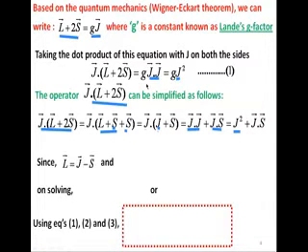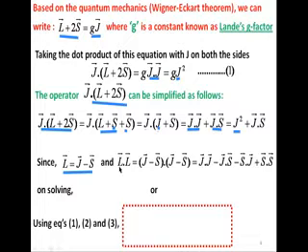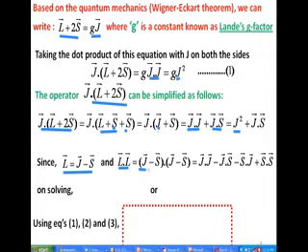Now, after that, as we know the LS coupling formula, L plus S is equal to J. From that, L is equal to J minus S. And from this equation, L dot L is equal to J minus S dot J minus S. It is very easy to do.